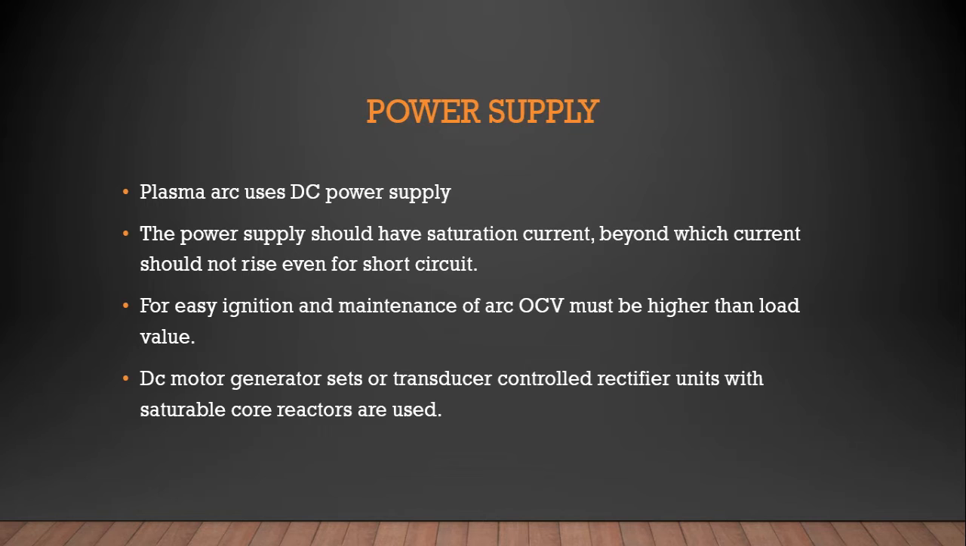Now what is the power supply? Plasma arc uses a DC power supply. The power supply should have a saturation current beyond which current should not rise even for a short circuit. It is for easy ignition and maintenance of the arc, and the OCV must be higher than the load value. Supplied current value should be higher than the load value. DC motor generator sets or transducer controlled rectifier units with saturable core reactors are used.